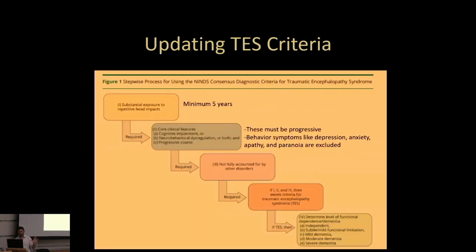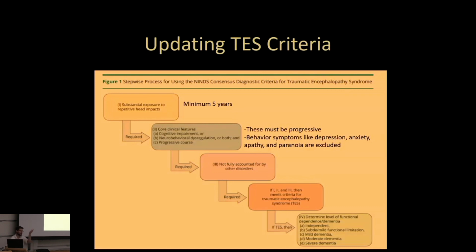You still have your 5 fields here. The first one is you need to have a minimum of 5 years of exposure to contact sports. You need to have your core clinical features. They must be progressive, and that stays the same. The new thing is behavior symptoms like depression, anxiety, apathy, and paranoia are not part of the behavior phenotype. They're excluded from the diagnosis here. We'll talk about that in a little bit. And again, it can't be fully accounted for by other disorders, so that's the same. And if these are met, you have TES.